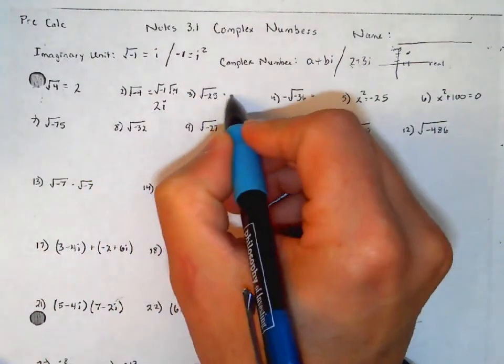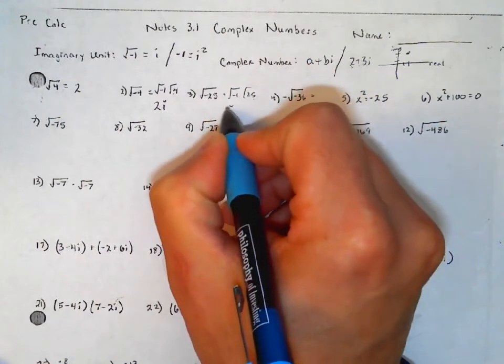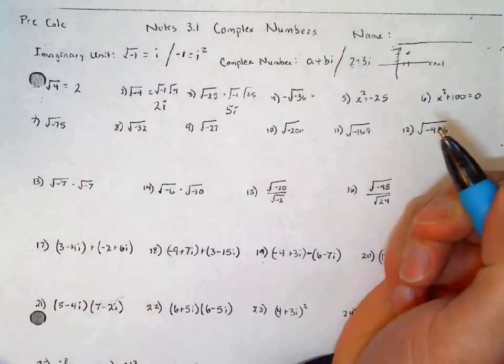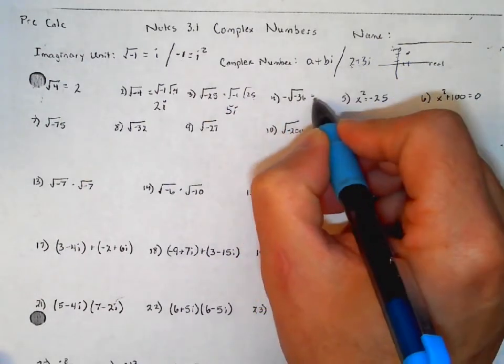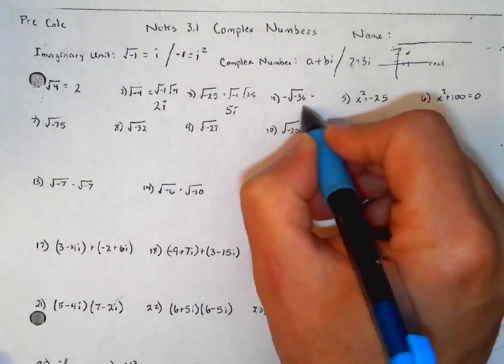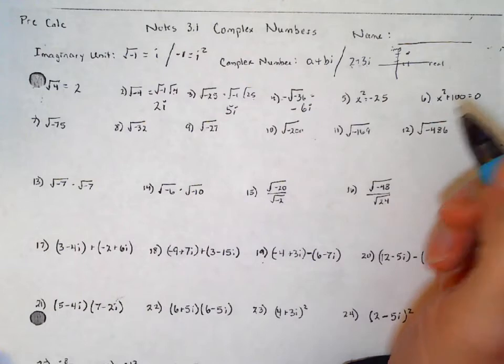So the square root of -25 is the square root of -1 times the square root of 25, which would be 5i. Okay. Square root of -36. This would be 6i, and then the negative out front just makes the whole thing negative.